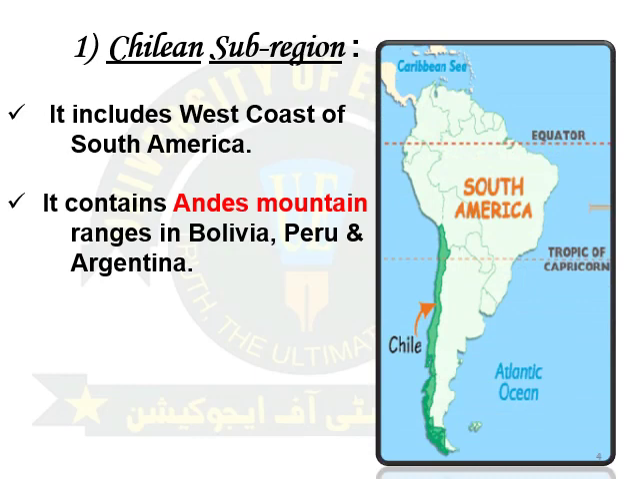First we have the Chilean subregion. It includes west coast of South America. It contains Andes Mountain in Bolivia, Peru and Argentina. Andes Mountain series is the world's longest continental mountain range. It is a continental range of highlands along the western coast of South America.